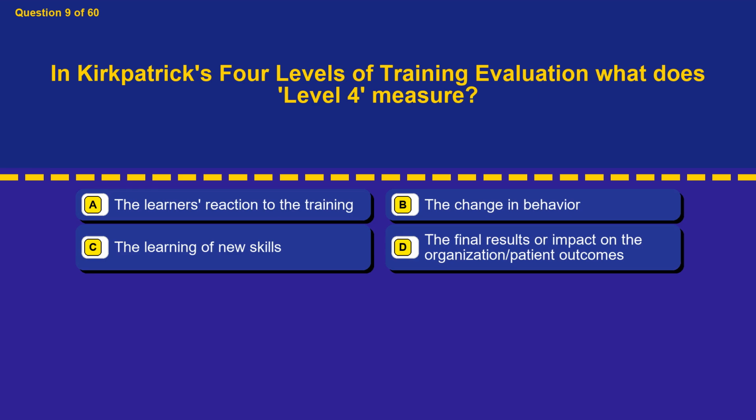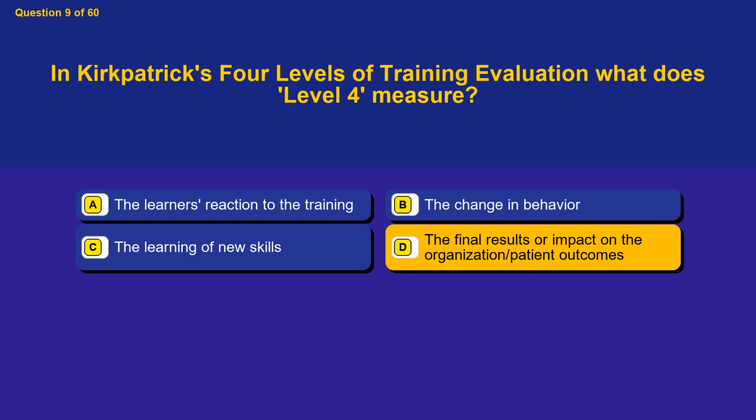Question 9. In Kirkpatrick's 4 levels of training evaluation, what does level 4 measure? Option A, the learner's reaction to the training. Option B, the change in behavior. Option C, the learning of new skills. Option D, the final results or impact on the organization/patient outcomes.